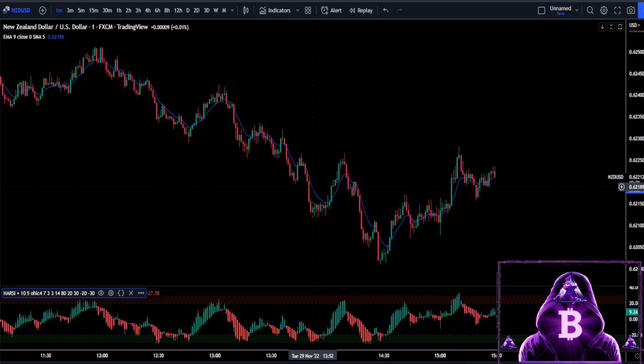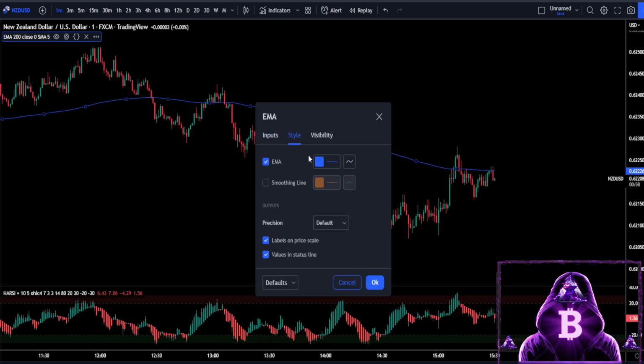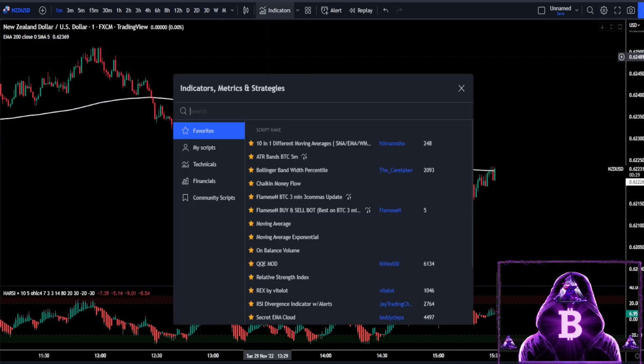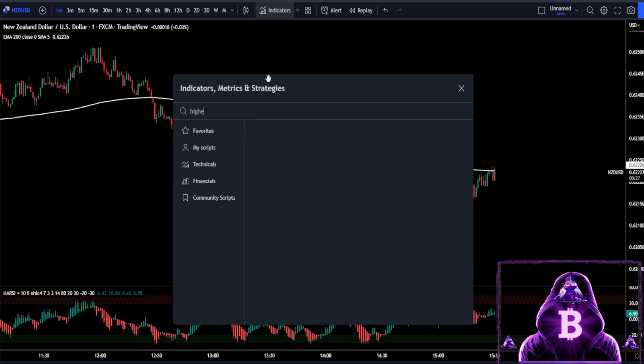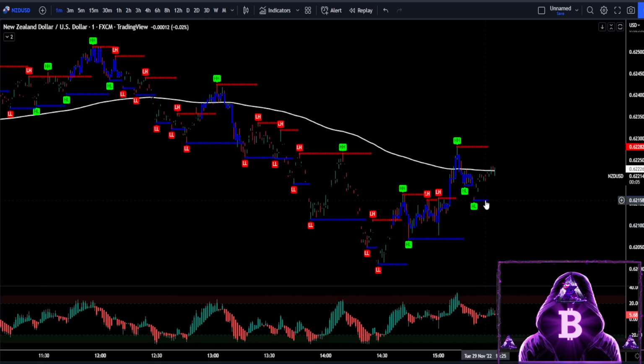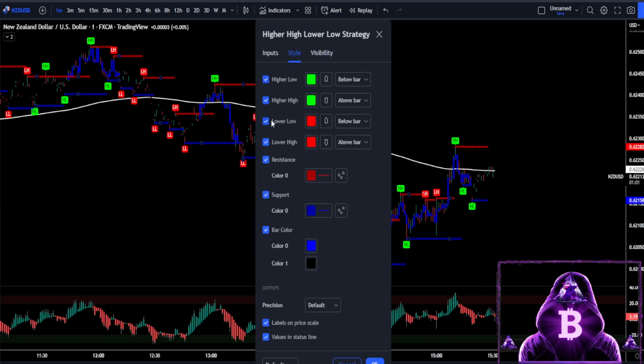For our second indicator, we're going to need to add an exponential moving average. We're also going to need to come across to the input section of it and change the length from 9 to 200. We're then going to come across to our style section and change it from blue to white and also make it a little thicker. And for our third indicator, let's add the higher high, lower low strategy, which is this one here. Then in the style section, we're going to be unchecking everything but higher high and lower low.